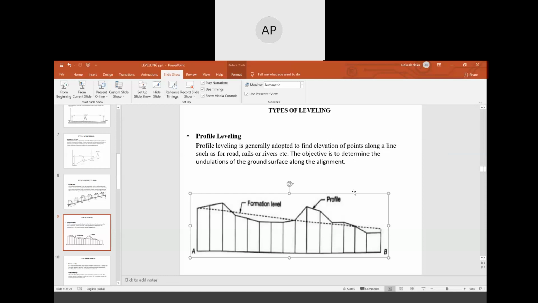So why is profile leveling important? Because with the help of profile leveling, we plan the layout of any road, railway, or river. These are generally done to develop the maps, charts, and drawings necessary to find out the layout of any buildings, drains, roads, etc.